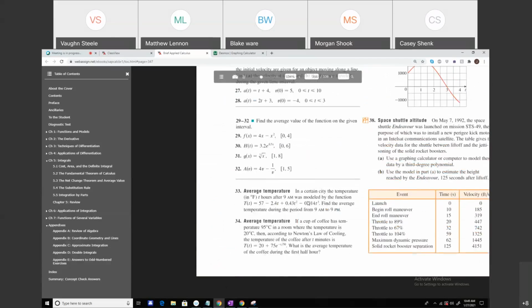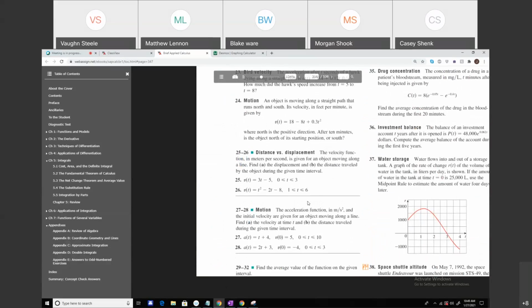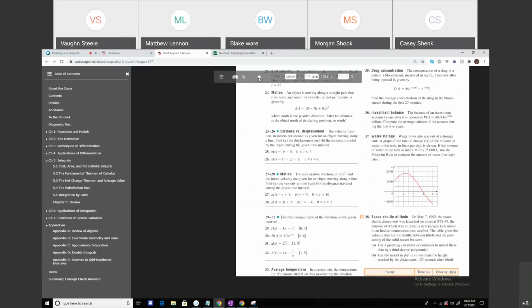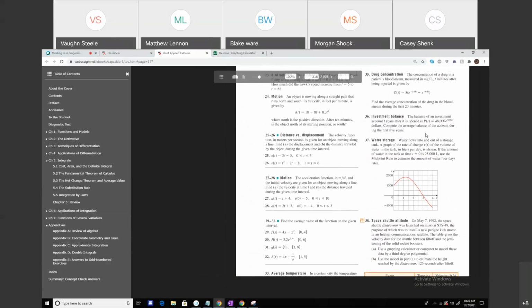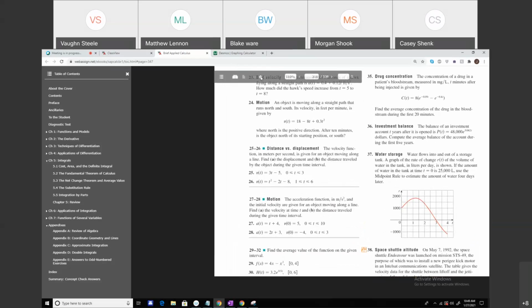This one's a cup of coffee. That's cooling again. Investment balance. Compute the average balance of the account during the first 5 years. Show concentration. Yeah, they're all with exponential functions. Nothing too tricky. Why don't we just do 36, and then that'll be it.